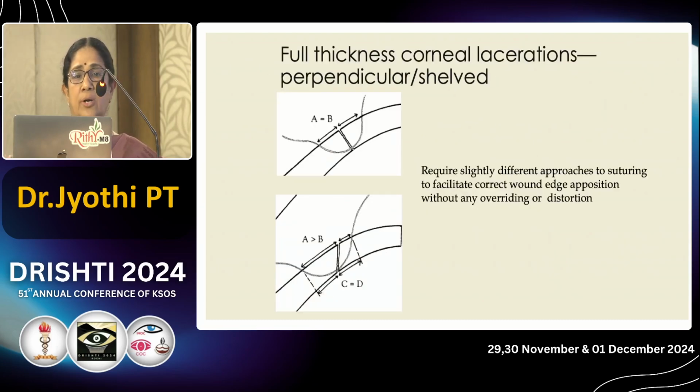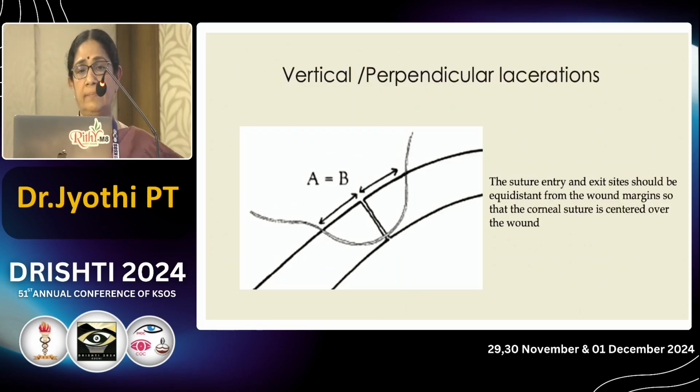Full thickness corneal laceration can be perpendicular or shelved, which requires slightly different approaches to suturing to facilitate correct wound edge apposition without overriding or distortion. Vertical or perpendicular laceration, the suture entry and exit site should be equidistant from the wound margins so that the corneal suture is centered over the wound.